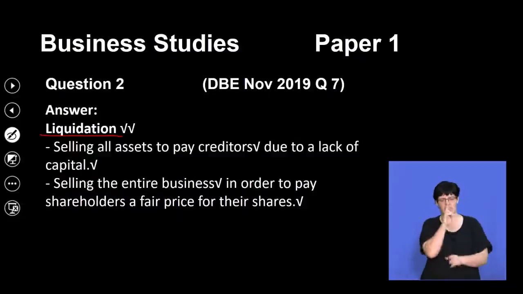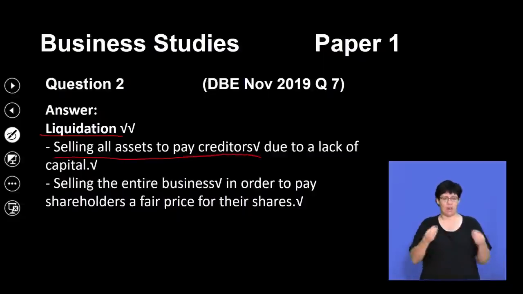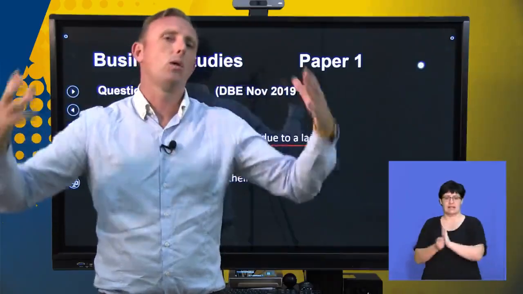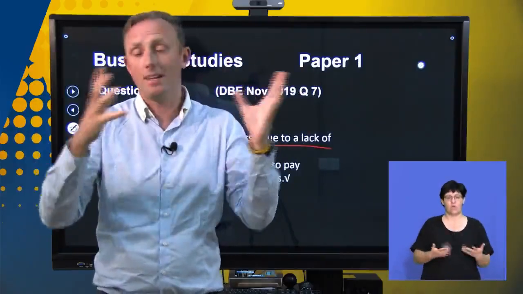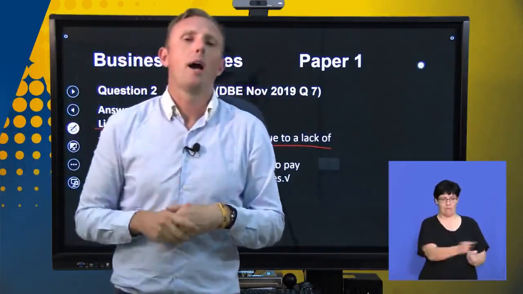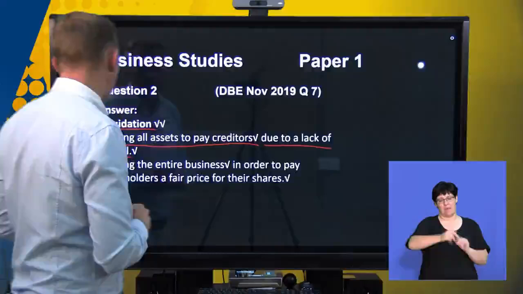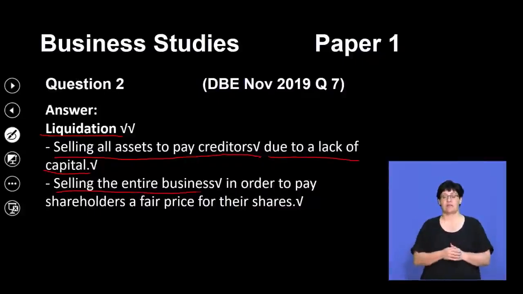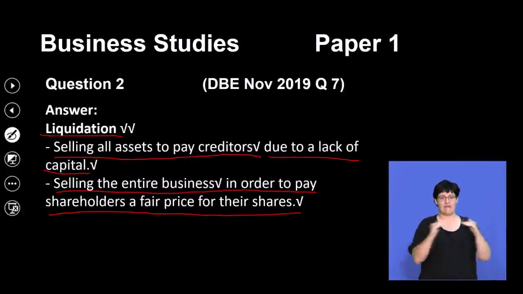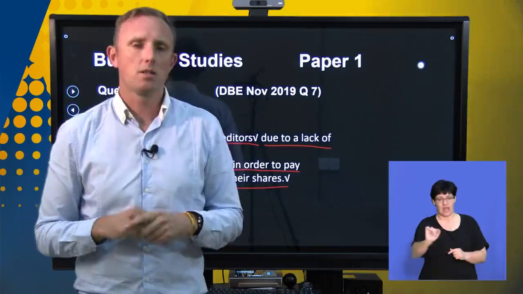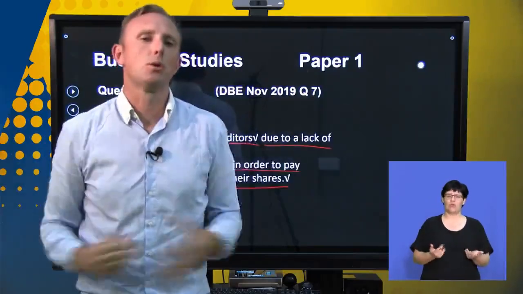So liquidating is selling all assets to pay creditors, people that we owe money to, due to a lack of capital. So we take all of our assets and we sell all of our assets so that we can take that money that we get from selling our assets to pay off all of our creditors, all the people that we owe money to. It's selling the entire business in order to pay shareholders a fair price for their shares. Right? So it's a last resort for a company.